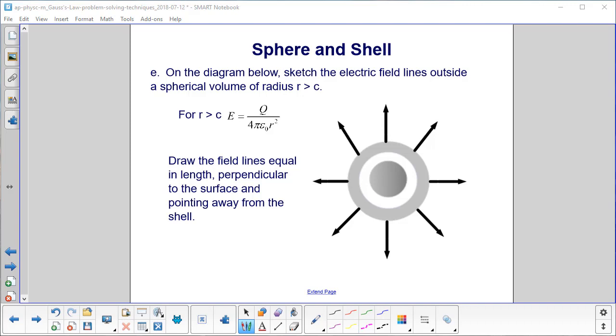Now sketch the electric field lines outside a spherical volume of radius R greater than C. Where are they asking for? Right there, that's the radius of C. So we know that we have a positive electric field, so it has to point outward. And basically that's it. So draw the lines equal in length, perpendicular to the surface, that's one of the conditions of electrostatic equilibrium, and pointing away from the shell.